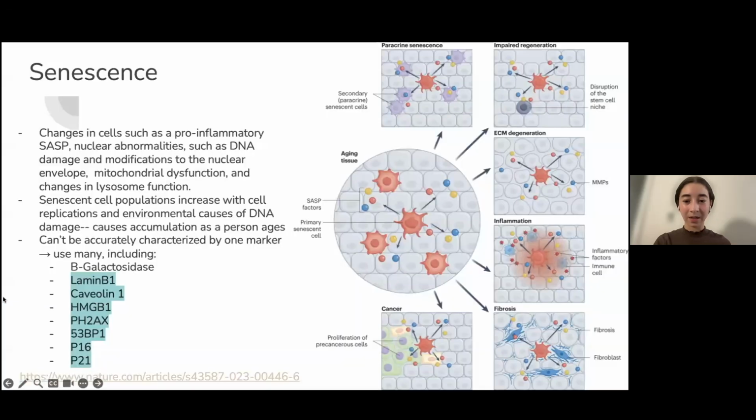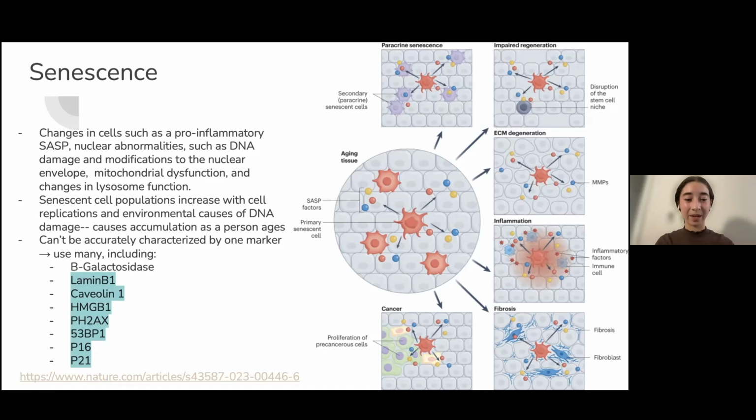For the background, senescence is changes in cells such as a pro-inflammatory senescence-associated secretory phenotype, nuclear abnormalities such as DNA damage and modifications to the nuclear envelope, mitochondrial dysfunction, and lysosome dysfunction as well. And senescent cell populations increase with cell replications and environmental causes of DNA damage, such as UV radiation or infrared radiation. And this causes accumulation of senescent cells in tissues as a person ages. And that can eventually lead to health issues.